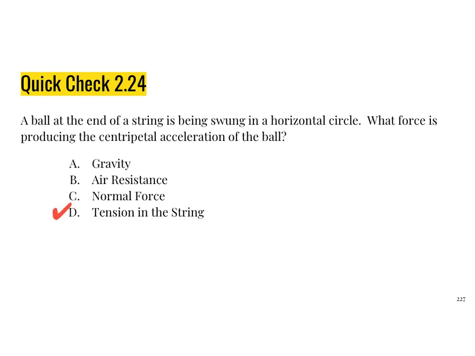So I got a quick check. A ball is at the end of a string being swung in a horizontal circle. So if I were to kind of draw that out real quick, that's me holding a string out to the side, and then it's kind of swirling around above the ground. And the question is, what force is producing this centripetal acceleration? It's going to be the tension in the string. The tension is what's causing it to turn. If I let go of the string, this would fly off to the side because that tension is no longer there.